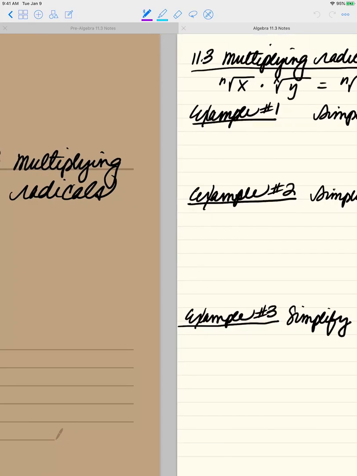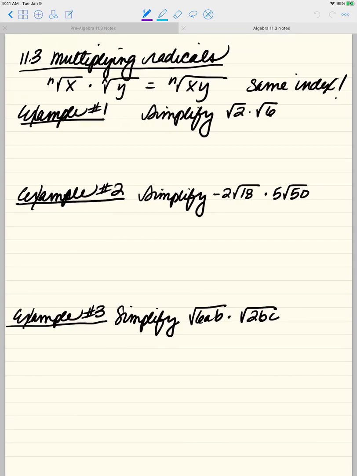All right, Algebra 11.3, we're multiplying radicals today, and we're going to be using the product property of radicals that we introduced last lesson, where the nth root of x times the nth root of y is equal to the nth root of x times y. You have to make sure that it's the same index, okay? So both of them are the square root, both of them are the cube root, both of them are the fourth root, etc.